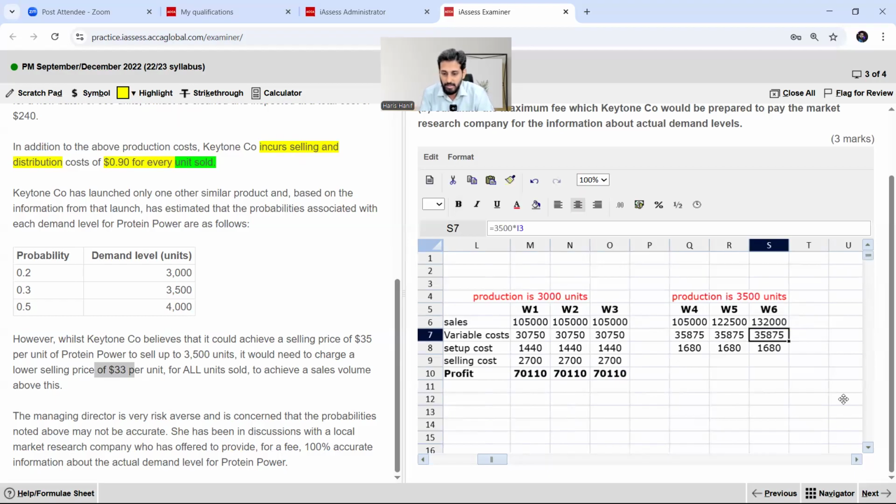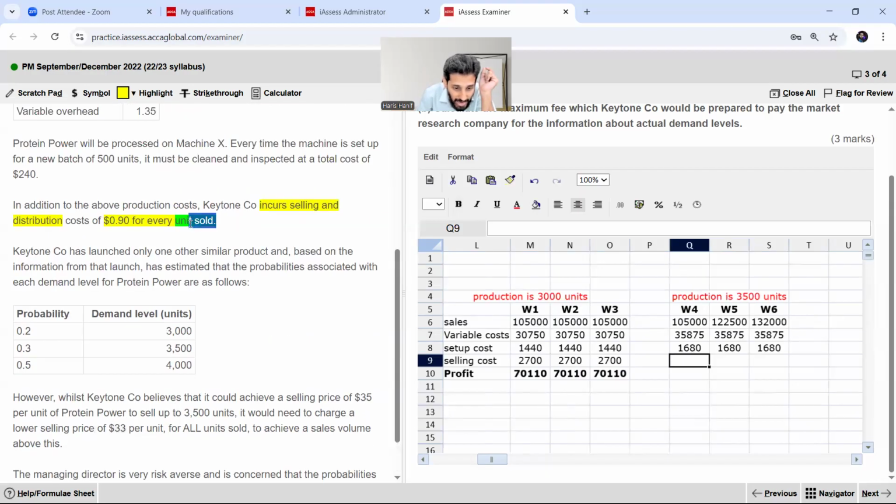Press enter, answer. Now selling cost. Please see that selling cost is based on every unit sold. Here I have sold 3000 units multiplied by 0.9. Here I have sold 3500 units multiplied by 0.9. Here I have to sell 4000 units multiplied by 0.9. That's a very simple point. Press enter, answer. So at the last, you have to calculate the profit figure.